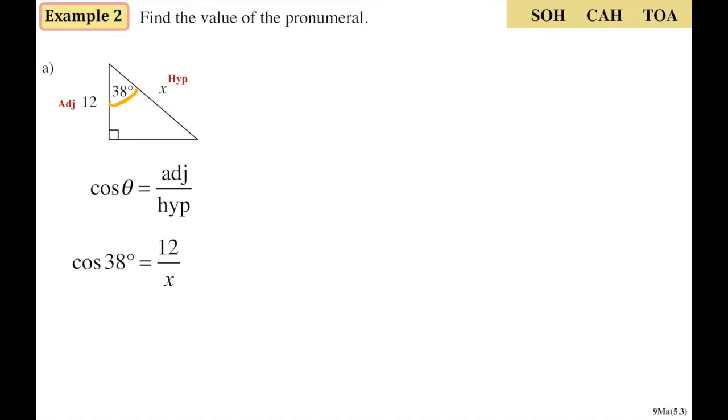Cos 38 equals 12 over x. And now look at the question. We're trying to get x by itself, and x is on the bottom of the fraction. When x is on the bottom of the fraction, we play switchies. Let's switch them and put that into the calculator, and x will equal 15.23 if we round it to 2 decimal places.